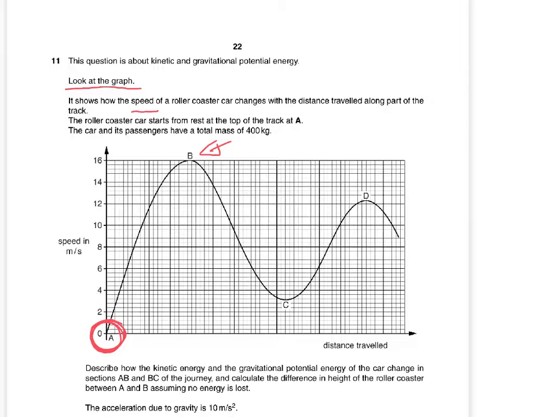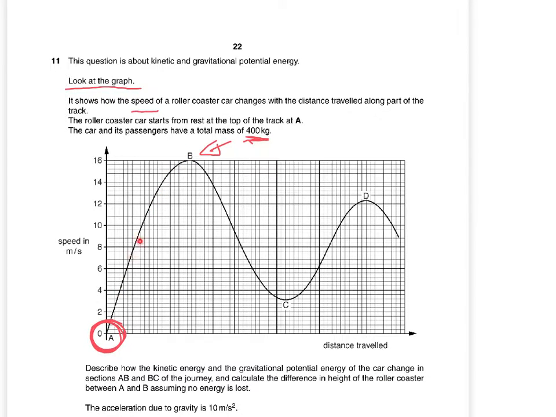The roller coaster car starts from rest at the top of the track at A, which is at the bottom here. The car and its passengers have a total mass of 400 kilograms. We'll need that a bit later. The car is starting here, at the top of the hill. It's got 0 kinetic energy because it's barely moving, and it's got a lot of gravitational potential energy. Then it rolls down the hill and gains kinetic energy, so up to B.